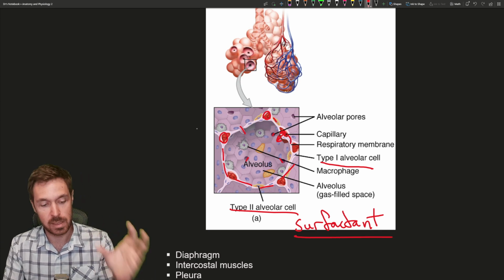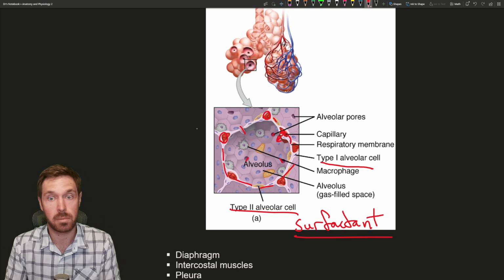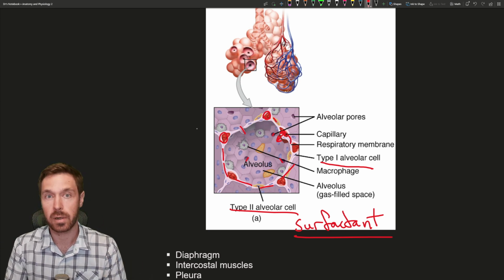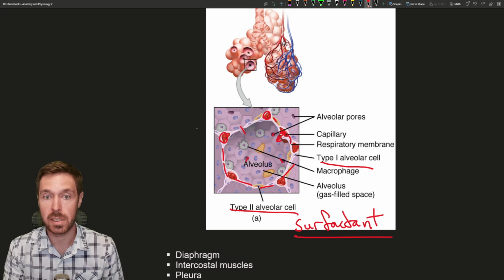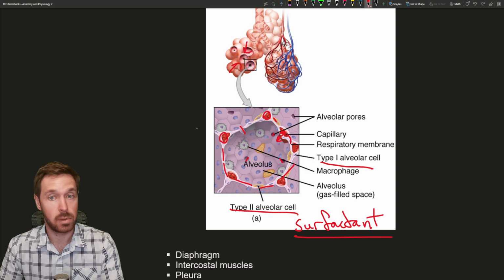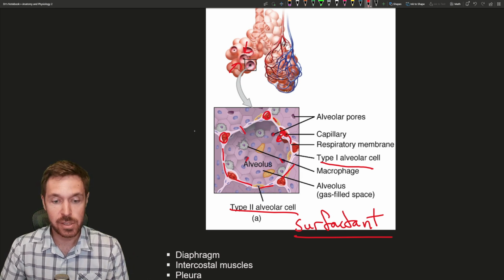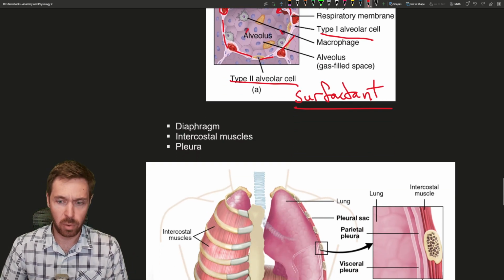Sometimes artificial surfactant needs to be given to a newborn if their lungs aren't properly inflating, because if surfactant is not being produced at birth, the lungs will collapse after every breath. And you don't want these alveoli to collapse, because then you're not getting gas exchange. So gases then exchange. But what are some other important parts here?